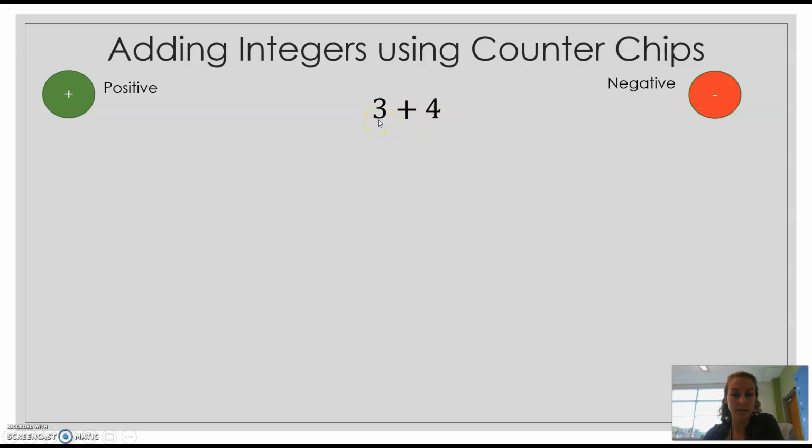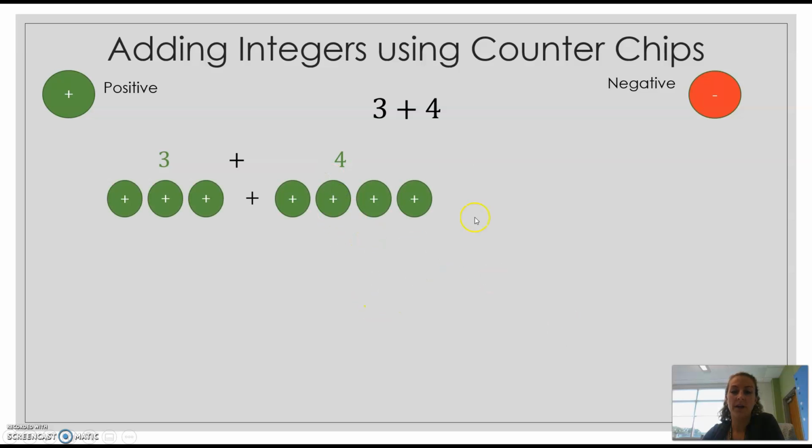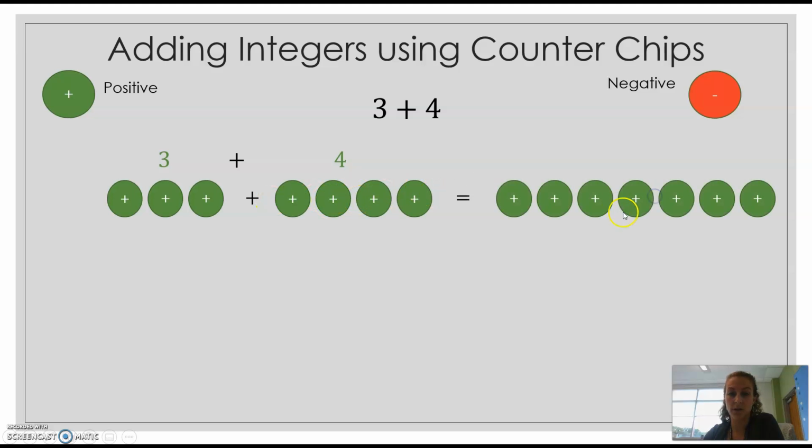Well, 3 is a positive number, so we would represent it with 3 positive chips. 4 is also positive, so we would have 4 positive chips. To find our sum, adding 3 plus 4, we would count all of our chips. 1, 2, 3, 4, 5, 6, 7. So in total, we would have 7 counter chips. So 3 plus 4 equals 7.